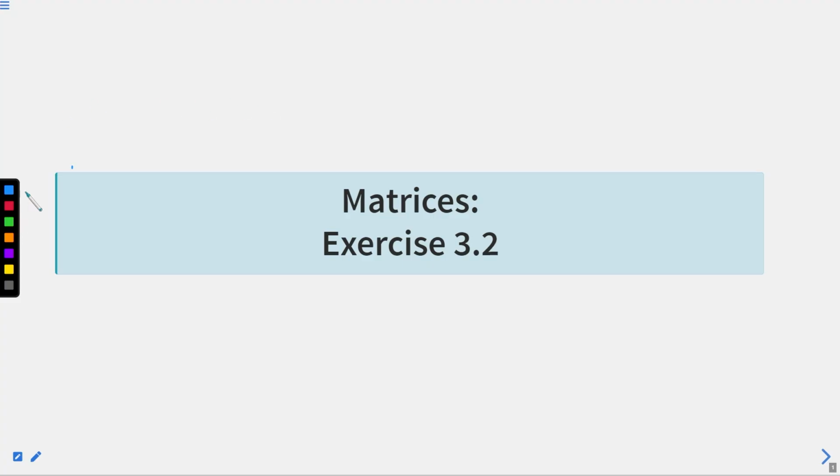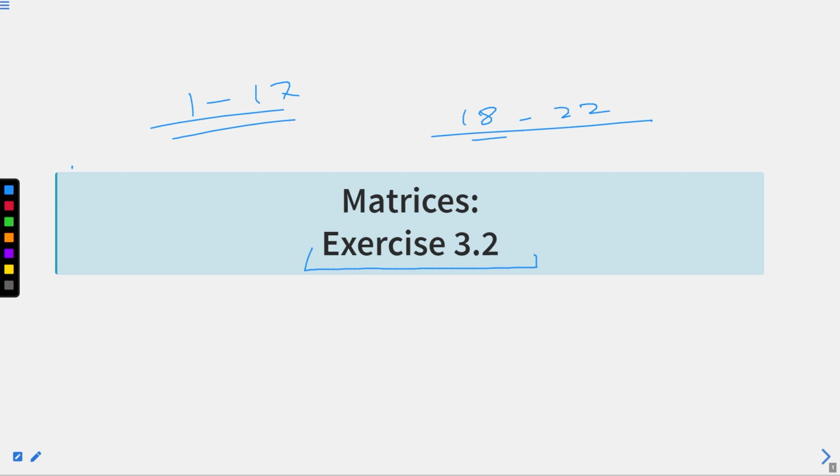Today we will complete our exercise 3.2 of matrices. So far we covered problems 1 to 17. Now we will be doing 18 to 22. So let's jump to our first problem of this session, or the 18th problem of the exercise.